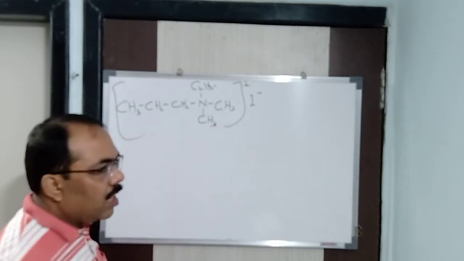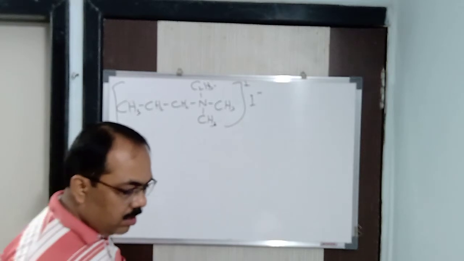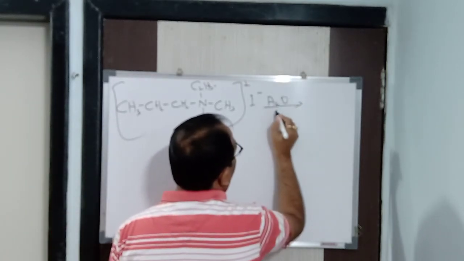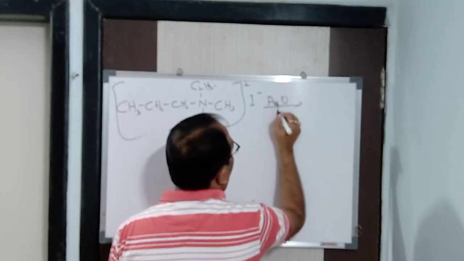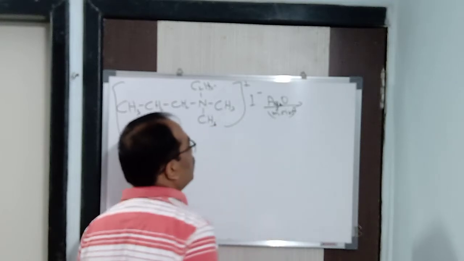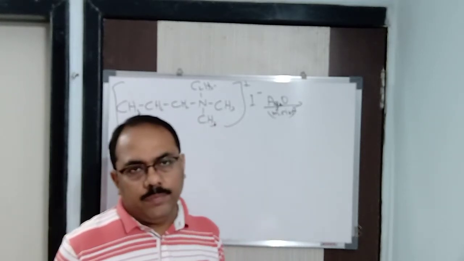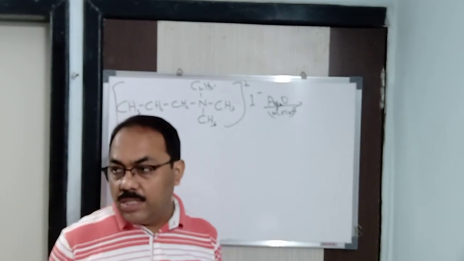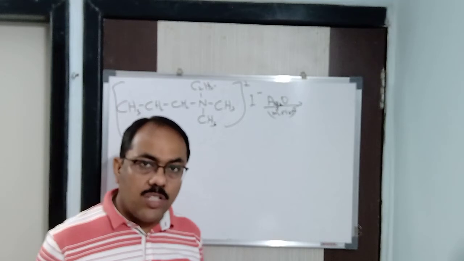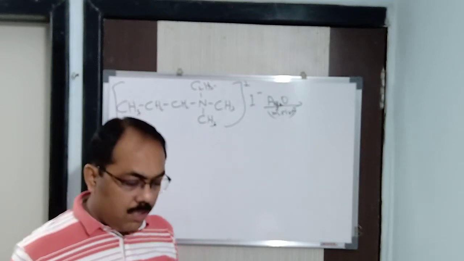We have taken a quaternary salt, a 4 degree amine. When it reacts with moist Ag2O, actually, moist Ag2O means what? I have said you earlier also, it is nothing but AgOH. Then you must be saying, why we don't write AgOH? Because AgOH actually does not exist. It exists as moist Ag2O only.